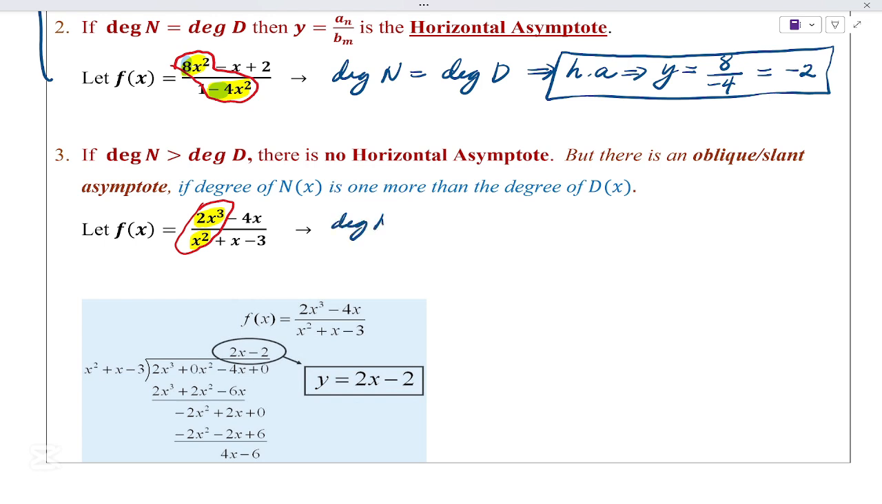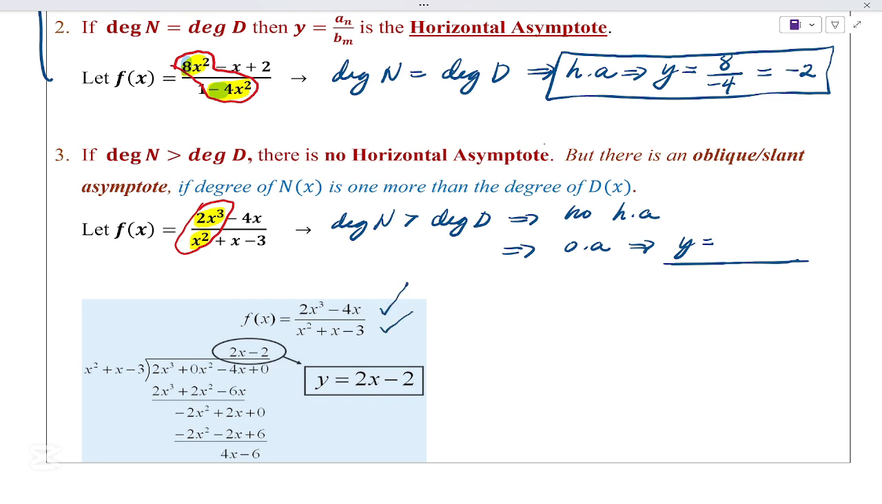As you can see here, the degree of the numerator is greater than the degree of the denominator, and the difference of their degrees is only 1. The degree of the numerator is 3 and the degree of the denominator is 2. The difference of their degrees is only 1. This is what we want here. Since this satisfies this case, we can say that there is no horizontal asymptote, but there is an oblique asymptote. You can find the equation of this oblique or slant asymptote by dividing the numerator by the denominator.